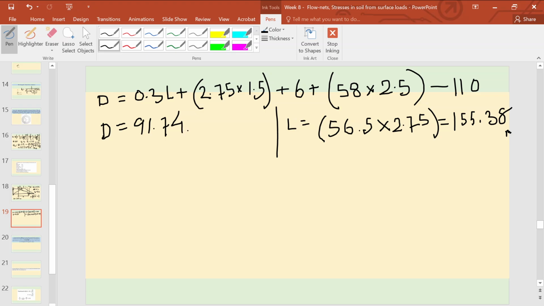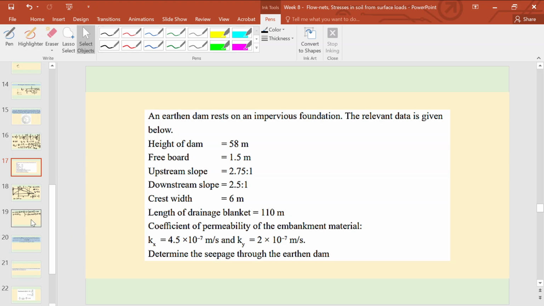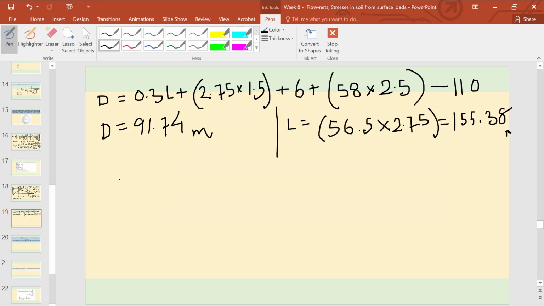91.74 meters. Now we have kx and ky. So how can we find the equivalent value of k? Root over kx into ky, right? Have you got the value of d? One minute, I'll check.